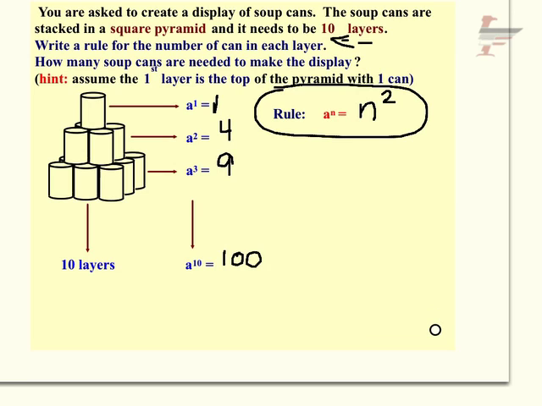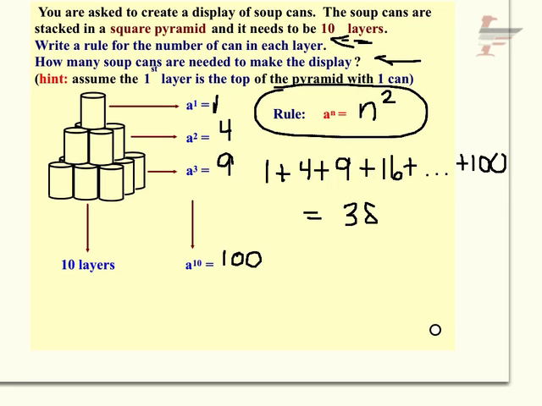Then the second question says how many soup cans are needed to make the display. So that would be the total number of soup cans. So basically I'm going to add all of these, all the way through 100. And you type that in your calculator and you get 385 cans altogether.